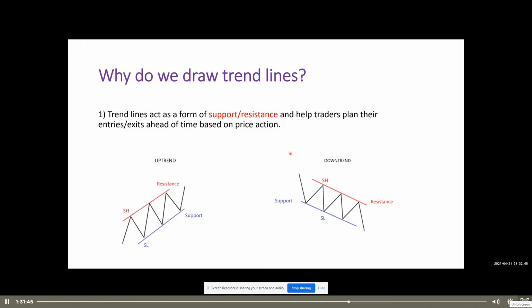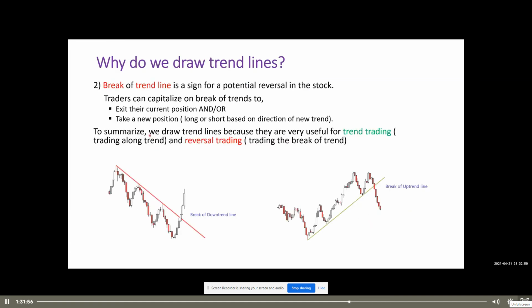That's very important. You can't always keep waiting for one big key level. Sometimes you have to enter a trade where there is good price action, and these areas usually have good price action. Second, a break of a trend line is a sign of potential reversal in the stock. Traders can capitalize on breaks of trends to either exit their current position and or take a new position. It can be either long or short based on the direction of the new trend.